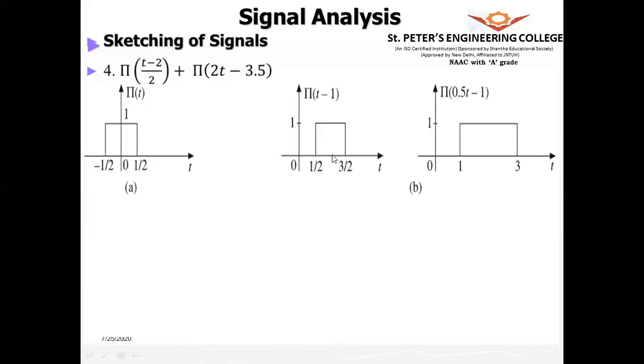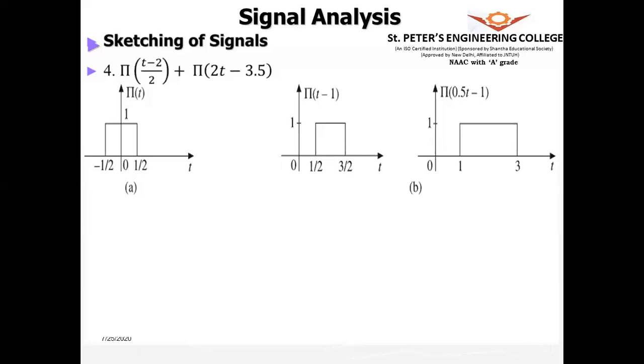So therefore, the center point is here. This is at t equals 1. So we have pi of t minus 1. Next, we have to perform the scaling operation, and you know that when we perform the scaling and a value is 0.5, so when a is less than 1, the signal will get expanded. So here, which existed for 1 time unit, is now 2 time units. So it exists from 1 to 3 by satisfying the condition from the time shift, the shifting and scaling operation.